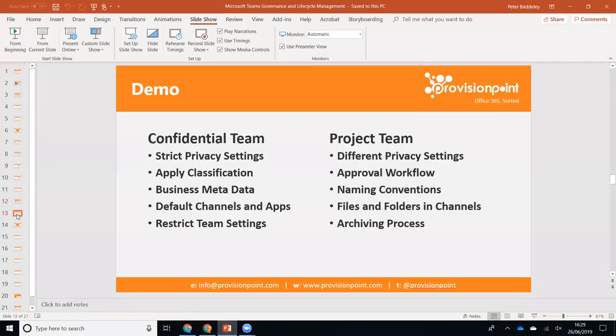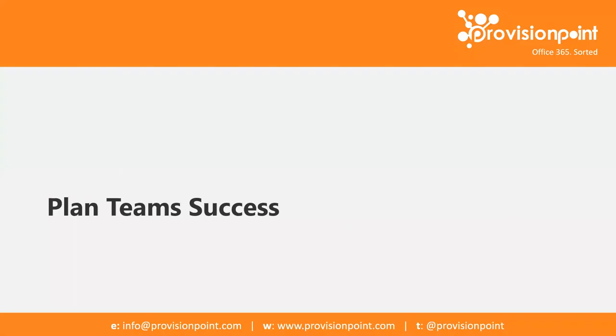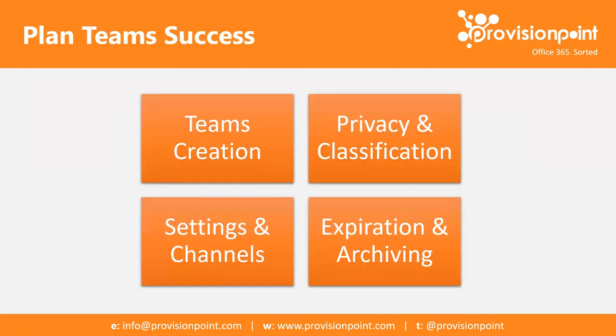So there's our brief demo of Provision Point. Let's now see how you can use some of the things which we talked about and plan for getting better success out of Teams. So I just want to revisit these key points around team creation, privacy and classification, settings and channels, and expiration and archiving. So we've talked about the problems, but how do you plan for these areas and make your Teams implementation more successful?